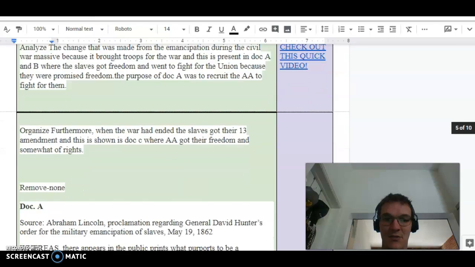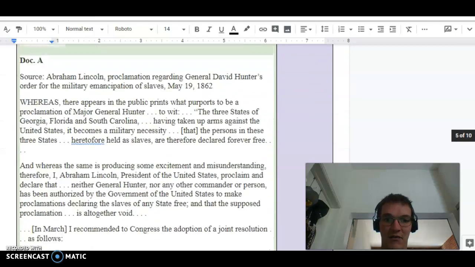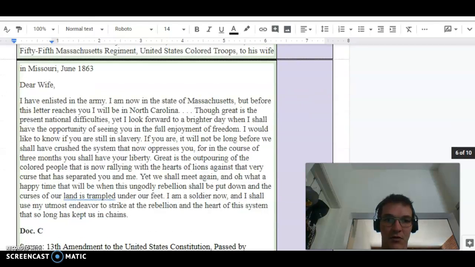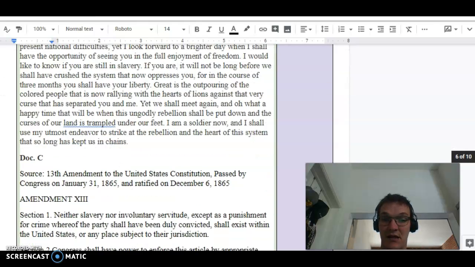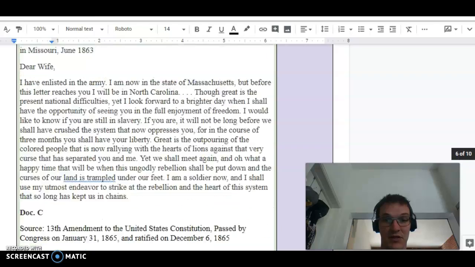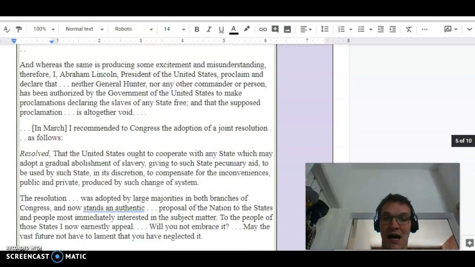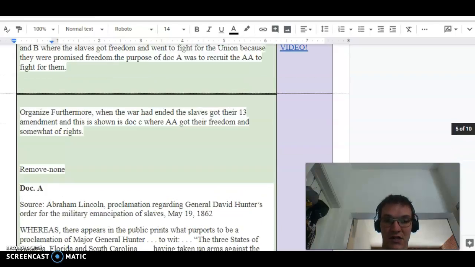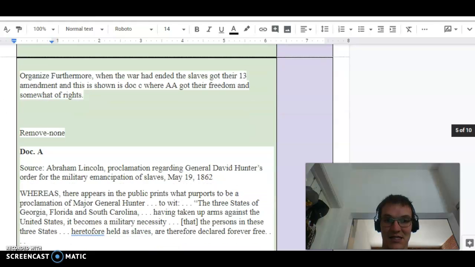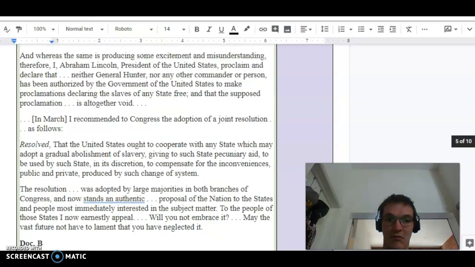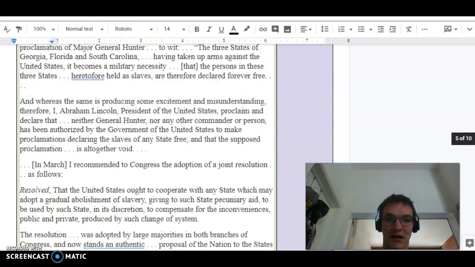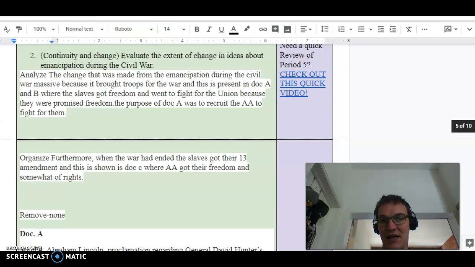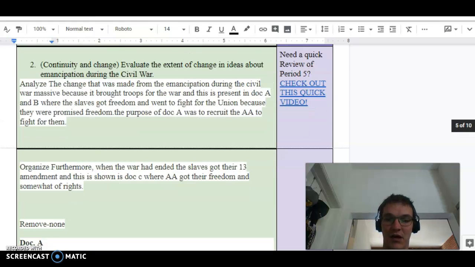There are three documents here. We have Abraham Lincoln. We have a former slave who's fighting on the side of the United States. And then we have the 13th Amendment. Now, guys, I would use the 13th Amendment, so I would use document C, and I would use document B or A. I actually think B is slightly easier, but a lot of people used A, and maybe that's because it was coming up from the front.